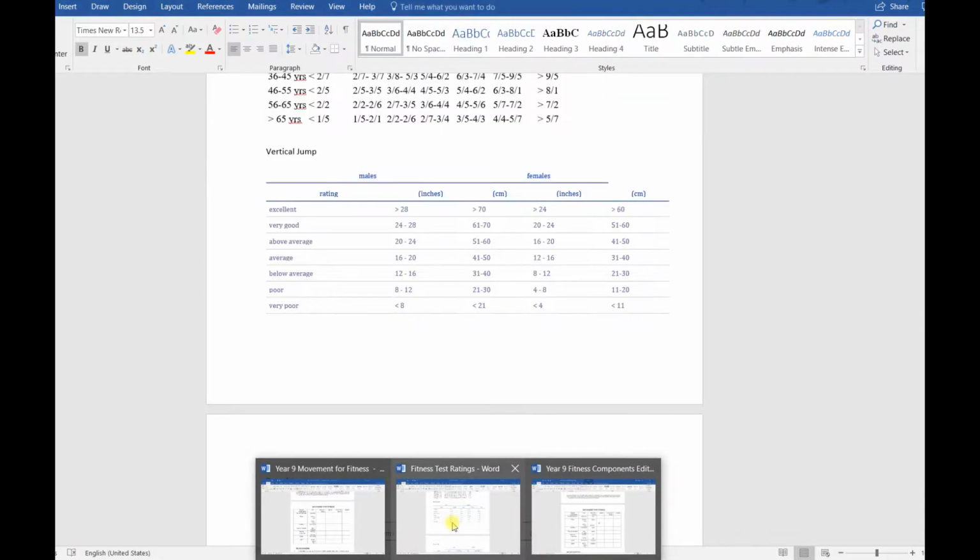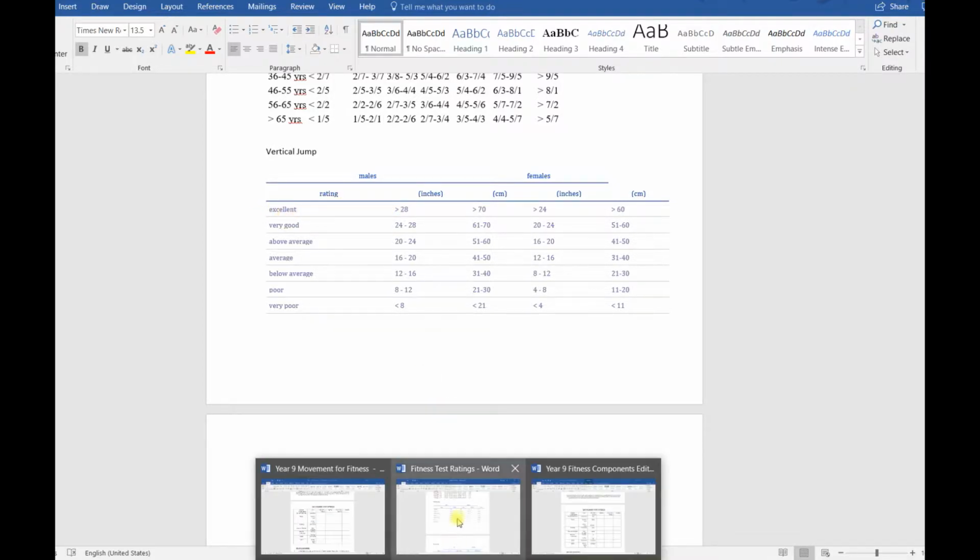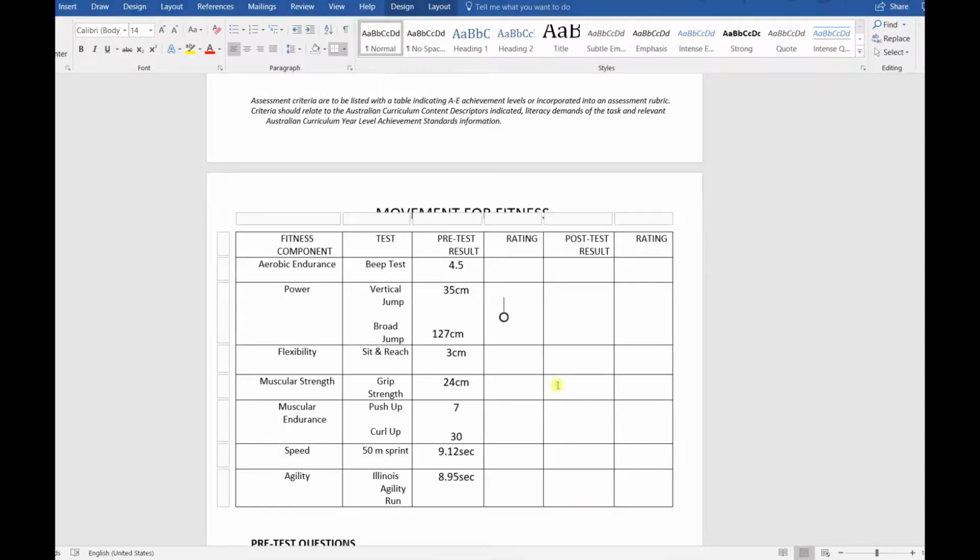So what I've done is I've placed a fitness test rating attachment into the folders on DayMap. If you scroll through the document, you'll find the test that you are looking for and the specific rating that you are. As you can see, I've found my vertical jump rating, and it's 28 and above is excellent. So I can go ahead back to my document and I can put a rating as excellent there.